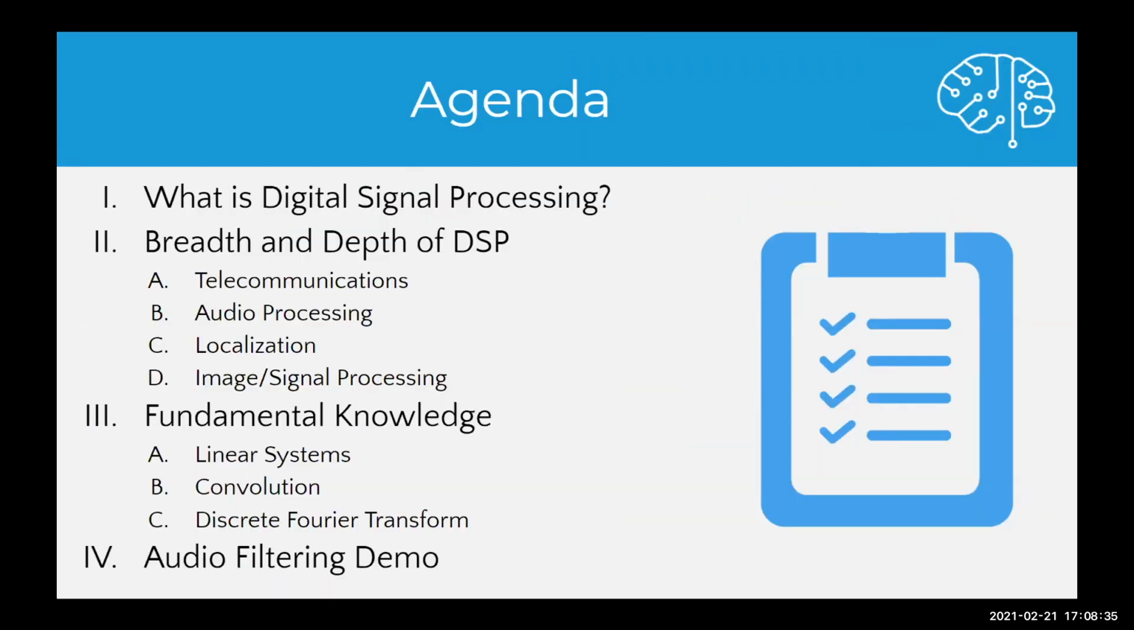So here's the layout for the workshop. We're first going to start out with talking about what digital signal processing is. Then we're going to talk about the breadth and depths of DSP. Therefore, we will be talking about telecommunications, audio processing, localization, and image and signal processing. Then we'll go into the fundamental knowledge topics. Here's where we will dive more into linear systems, convolution, and discrete Fourier transforms. And then finally, we'll end the workshop with a demonstration on audio filtering.